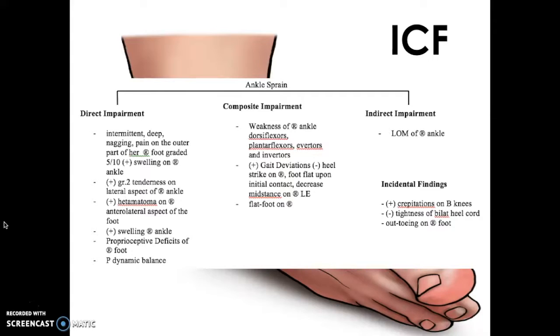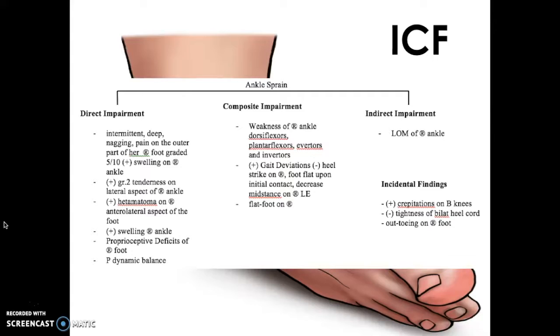Next is the gait deviations, most specifically negative heel strike on the right foot and flat foot. It's a composite impairment. I'm sorry, because of the pain, swelling, and LOM. First, let me talk about why heel strike is absent. Our group thought that it's because of the pain, since it's sort of like an antalgic gait, where the patient doesn't want to dorsiflex his ankle.